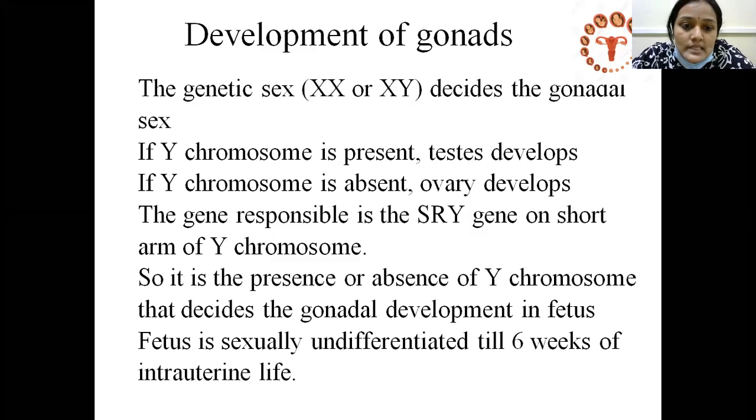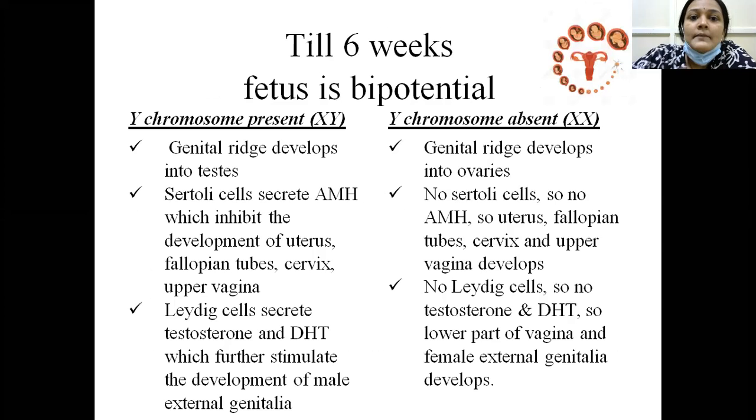So until 6 weeks of intrauterine life, the fetus is sexually undifferentiated and it has got bipotential gonads. So if the Y chromosome is present, then the genital ridge is going to develop into testes. If there is no Y chromosome as seen in XX, the genital ridge develops into ovaries. If the genital ridge develops into testes, then there should be external genitalia particular to male. So in the testes, there are 2 kinds of cells. Those are the Sertoli cells and the interstitial cells of Leydig.